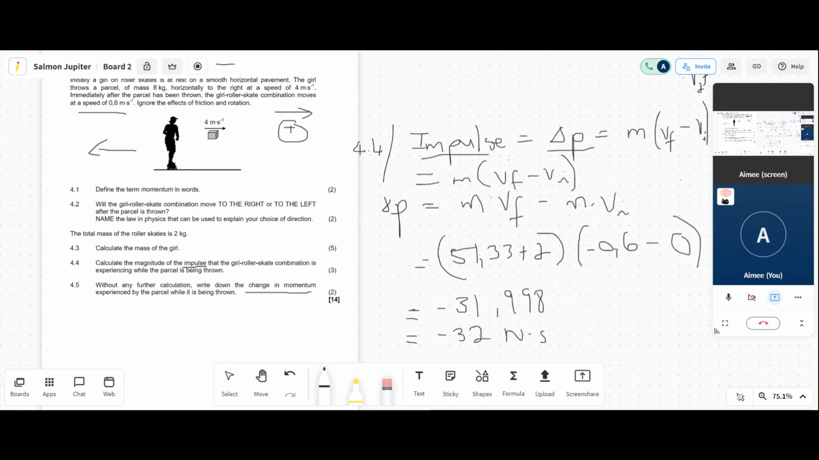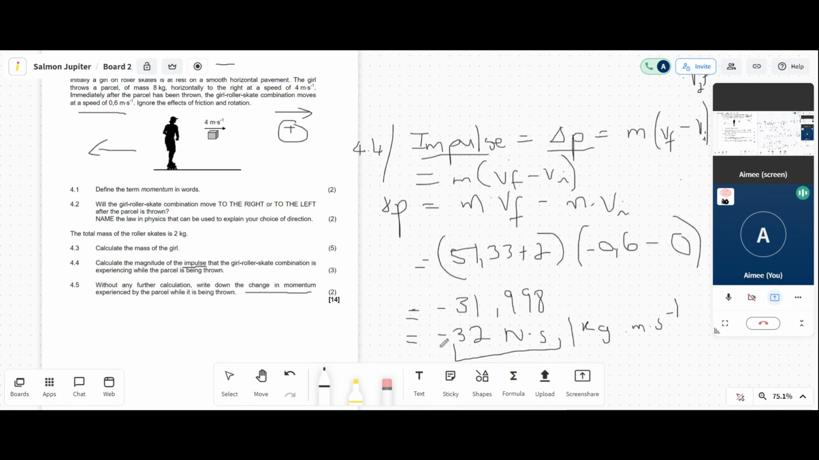Okay? And as discussed in the beginning, Newton's third law applies here, an action-reaction pair. So this 32 newtons per second that you've calculated for the girl and the roller skates combination, okay, another unit for which is known as kilograms per meter per second, okay, is the exact same magnitude of the change in momentum or impulse of the parcel, but it's going to be in the opposite direction.